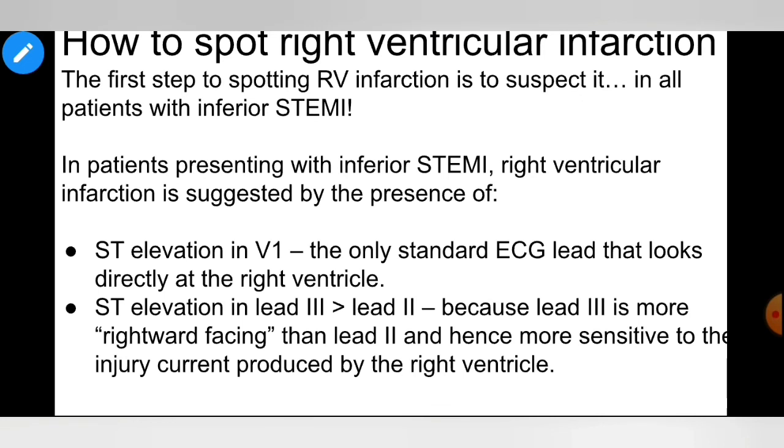So how can you spot right ventricular infarction from EKG? I have already given you a clue, but let's see it in another way. If there is ST elevation in V1, the only standard ECG lead that looks directly at the right ventricle. If the ST elevation in lead 3 is greater than lead 2, because lead 3 is more rightward facing than lead 2 and hence more sensitive to injury current produced by the right ventricle. So these things on EKG strip will point toward RV infarct.